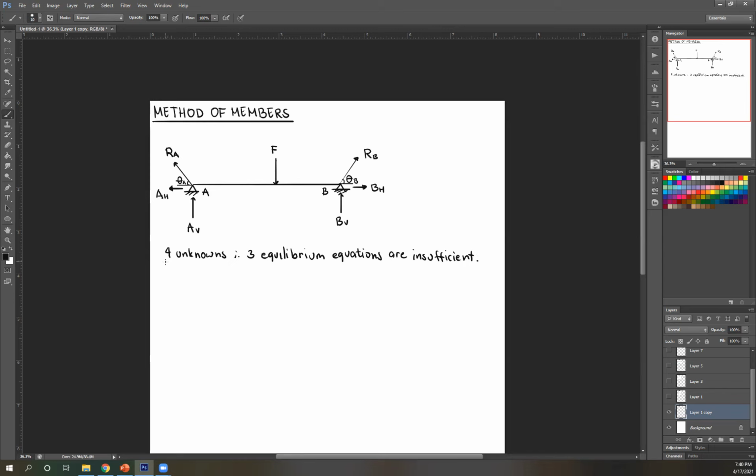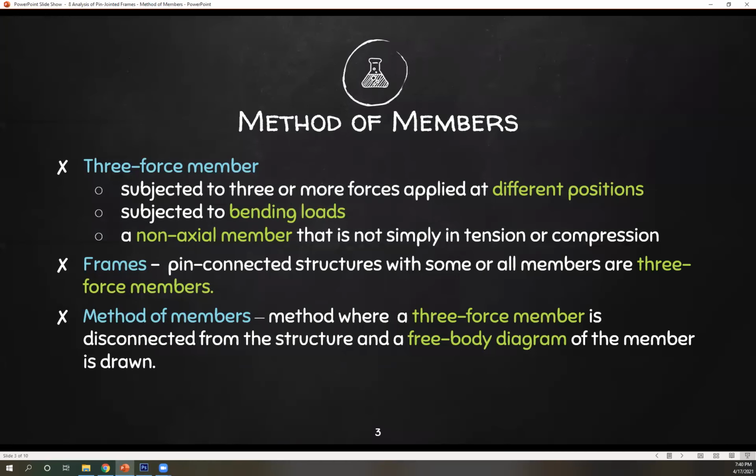Remember, whenever you have unknowns, the number of unknowns that you have should equal the number of equations that you can make in order to solve for all of your unknowns. Okay, so 4 unknowns, 3 equilibrium equations, you can't solve for this type of problem yet. So what do we do? We're going to use your method of members. So let's talk about that.